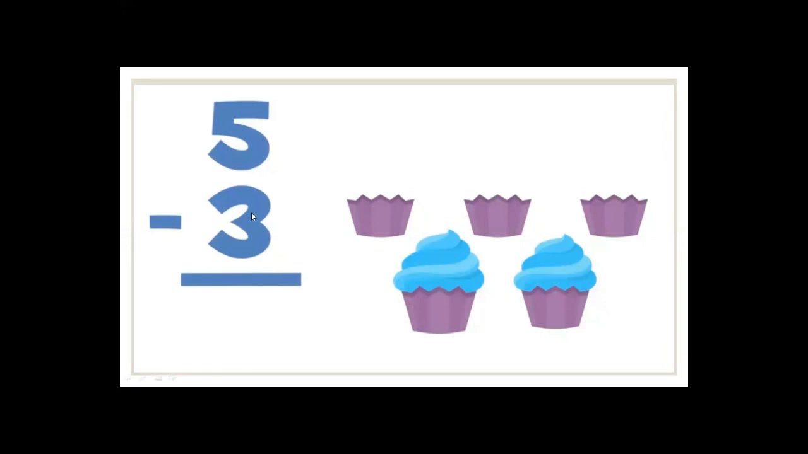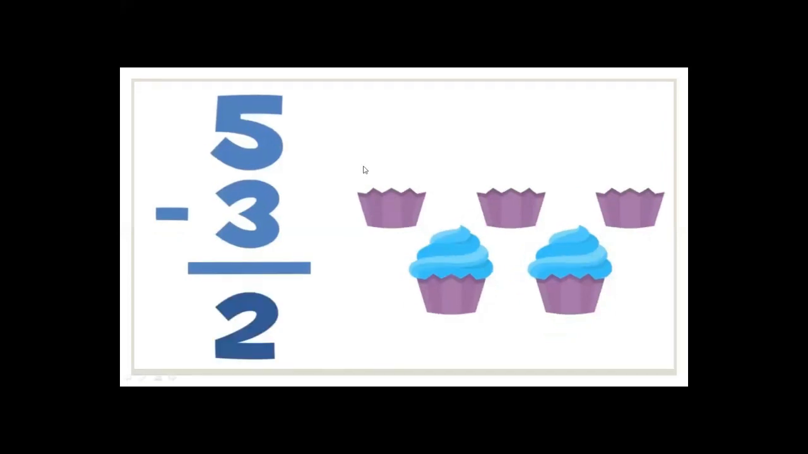So 5 minus 3, we get the answer. How many are left? As you see, 1, 2. So we write the answer 2. This 5 is called minuend, 3 is called subtrahend, and 2 is called difference. 2 is the difference of 5 minus 3. We can read it: 2 is the difference of 5 minus 3. And this is the vertical way.